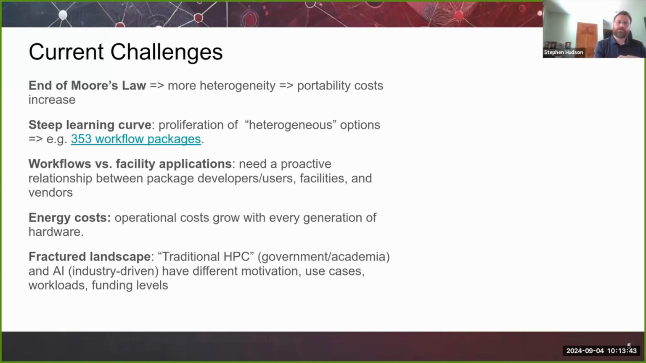Energy costs have come up a few times. This is clearly an increasing concern. And a fractured landscape: we have these two worlds colliding, AI and HPC, and how do we manage that?